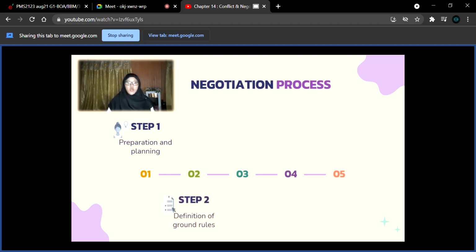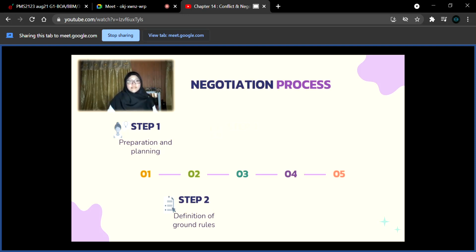Second step is definition of ground rules. At the second stage, the ground rules and procedures for the negotiation to take place are defined. This is where all the specific details are included, such as who will do the negotiating, where the negotiation will be done, whether there are time constraints or limitations on the issues to be discussed, or whether there are specific procedures to be followed, and so forth. In this stage, all the parties involved must know all of the specific details, as it is important to ensure the negotiation is successful.